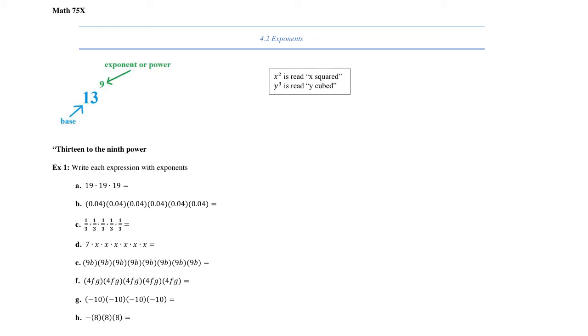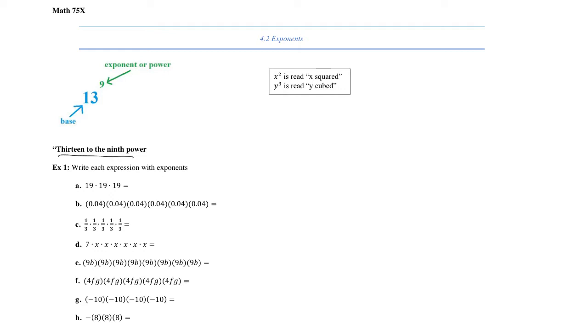This video is an introduction to exponents. So here I have 13 to the 9th. That is how we say that one. And the 13 is the base, and the 9 is the power. So 13 to the 9th.